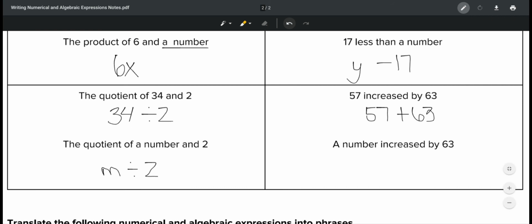And the last one on this top part says a number increased by 63. So same idea, but instead of writing 57, I'm going to write a number, meaning a variable. You can use any variable you want. This time I'm going to use K. And increase still means plus, and I'm increasing it by 63, so it's plus 63.